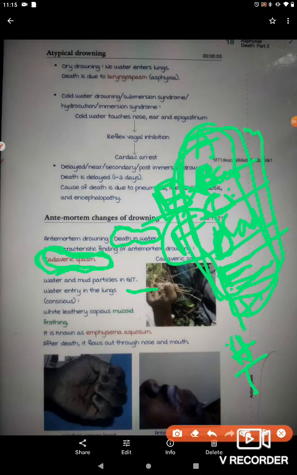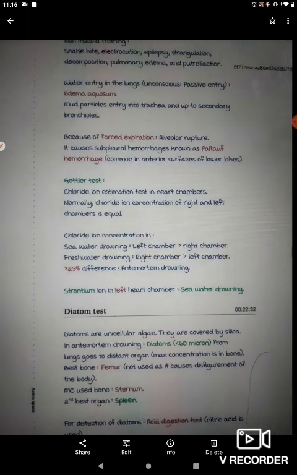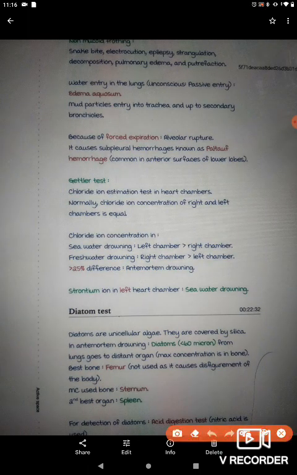So cadaveric spasm or cataleptic rigidity will be seen, and then water or mud particles in the GIT, and water entering in the lungs. If you are conscious, water entering into the lungs, white leathery copious mucoid froth will be seen. It is known as emphysema aquosum. After that, it comes out of the nose and mouth. And the swelling seen when you are unconscious is called edema aquosum.